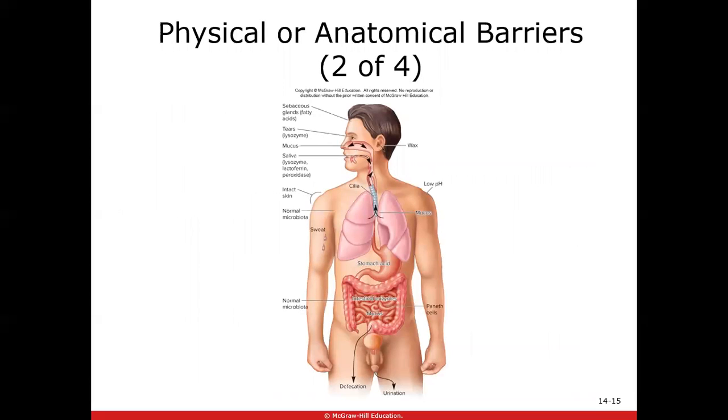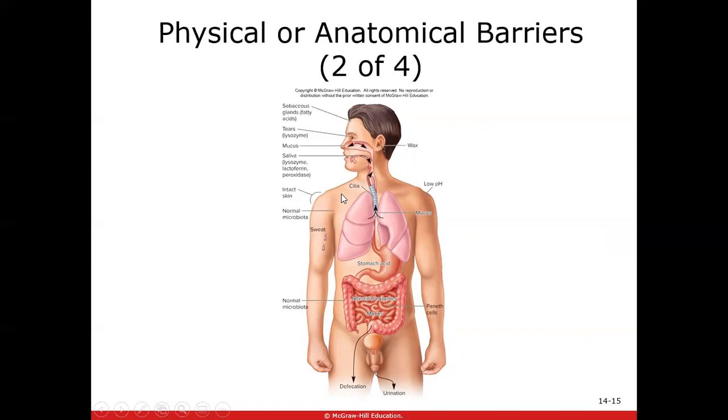Okay. And this has a diagram that describes some of them. Like the tears have lysozymes in them. They will break down bacteria. You have sweat glands and sebaceous glands. They have fatty acids. You have mucus in the respiratory tract and the digestive tract. You have saliva. And your skin itself is a physical barrier.